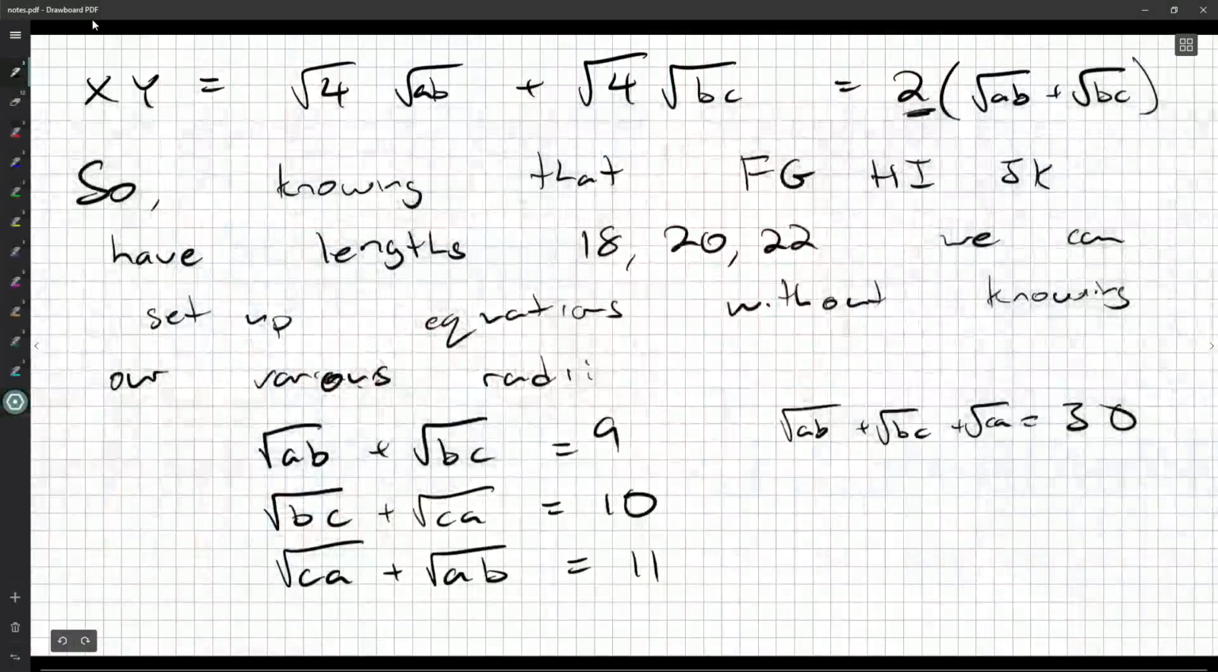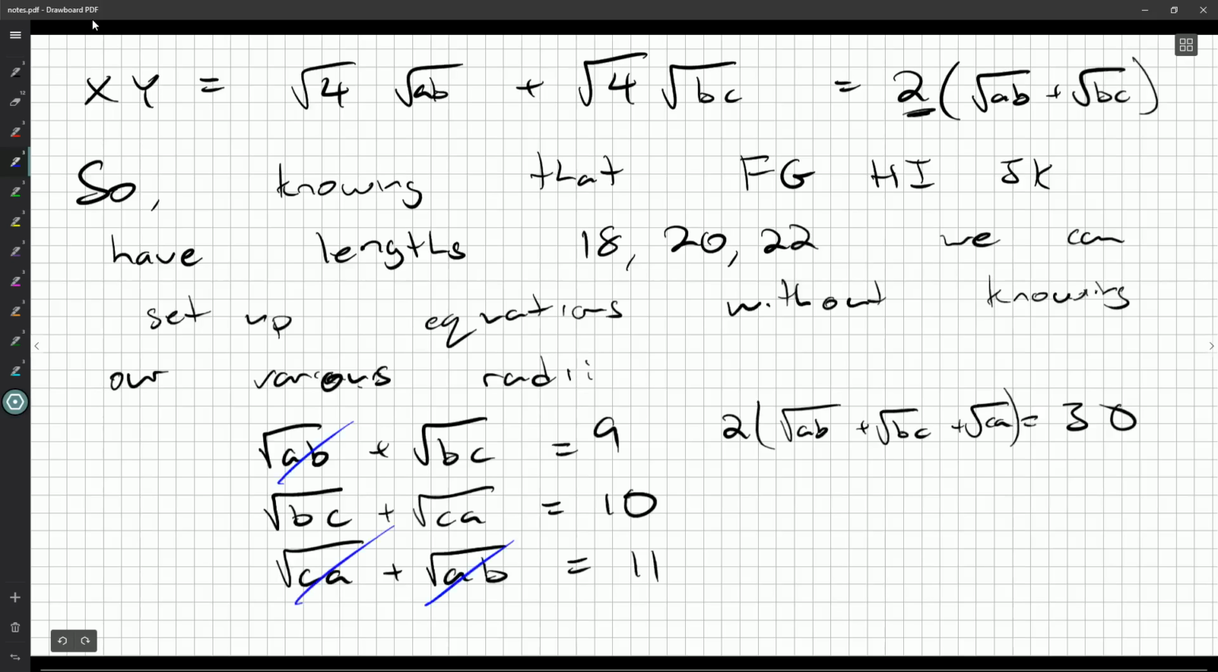Alright, so now I know the sum is... Oh no, there's going to be 2 copies of this. Silly me, because I'm adding up 2 ABs, 2 CAs, and 2 BCs. So I'll get 2 copies. So then root AB plus root BC plus root CA is 15.